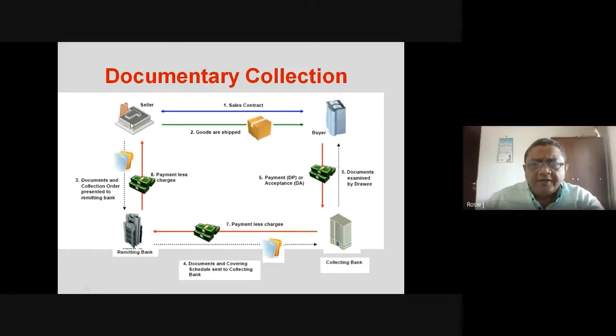Now in the DA, what happens? The documents come to the bank. Instead of paying money, the parent company will give a letter of undertaking or sign a bill of exchange, and then gets the document. We say the arrangement is 90 days. After 90 days, what will happen? He will say the importer doesn't have money. Then what will the bank do?